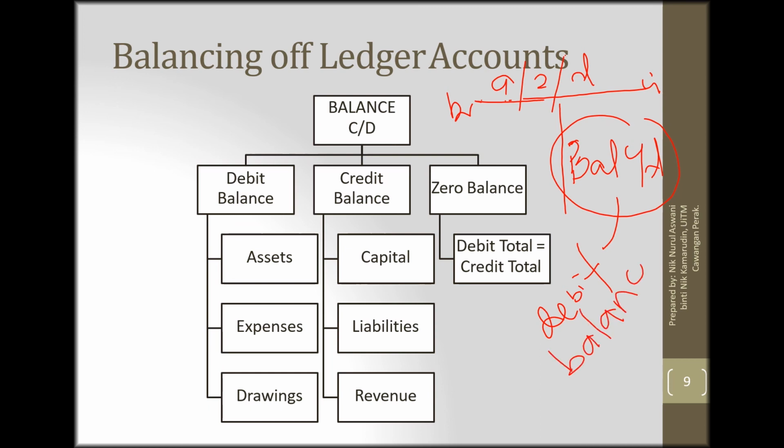Even though it is located on the credit side, a balance c/d on the credit side is called a debit balance. Why a debit balance? Because you are going to carry this balance down to the opposite side, which is the debit side. Even if we transfer this balance c/d to the trial balance, it will be disclosed on the debit side, because this is a debit balance.